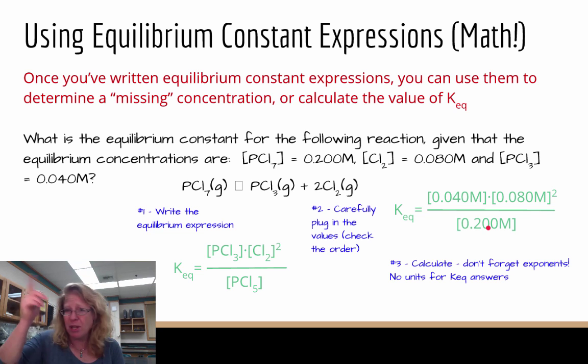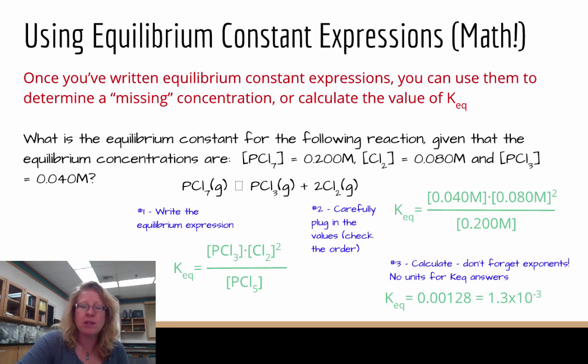It's just multiply, make sure to square things, and then divide by anything that's on the bottom. The nice thing is KEQ, when you're done calculating, because it's a ratio, has no units. So that's kind of nice. So by the time you math this thing out, that's what it looks like. 0.00128 is your calculated answer.